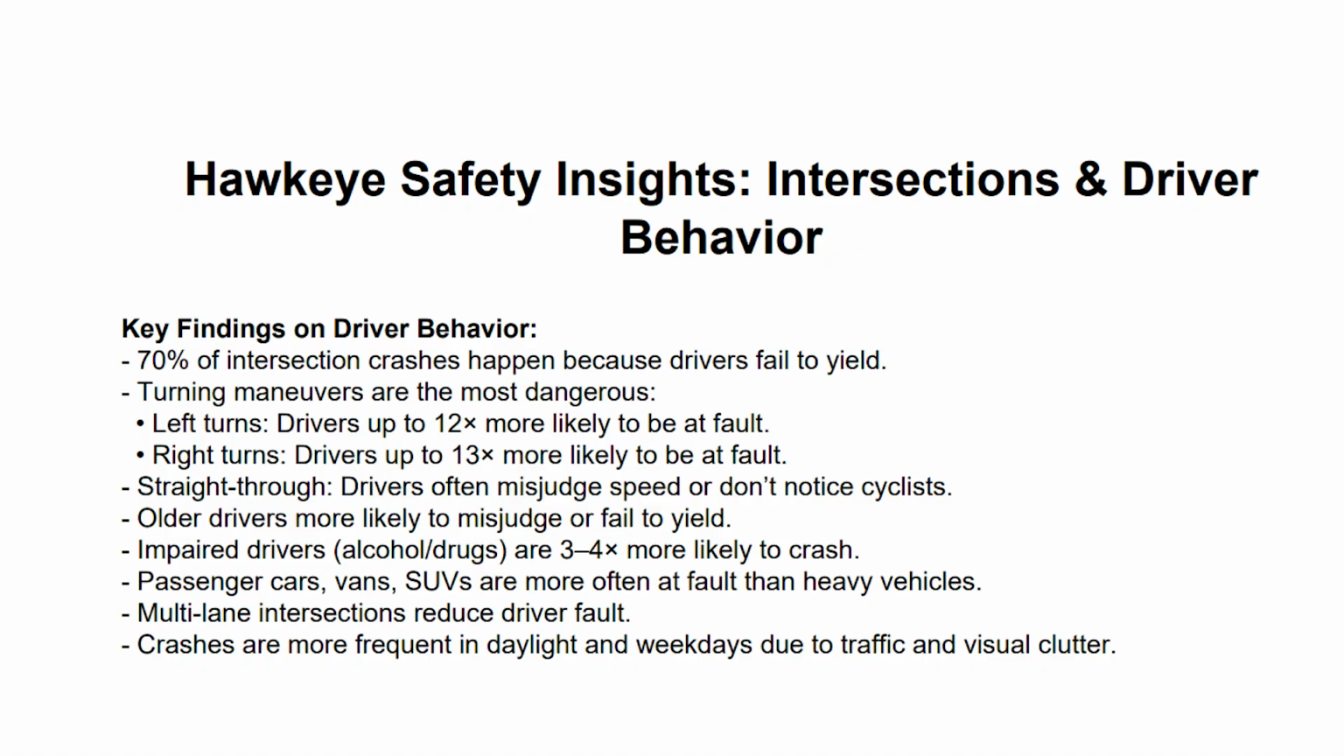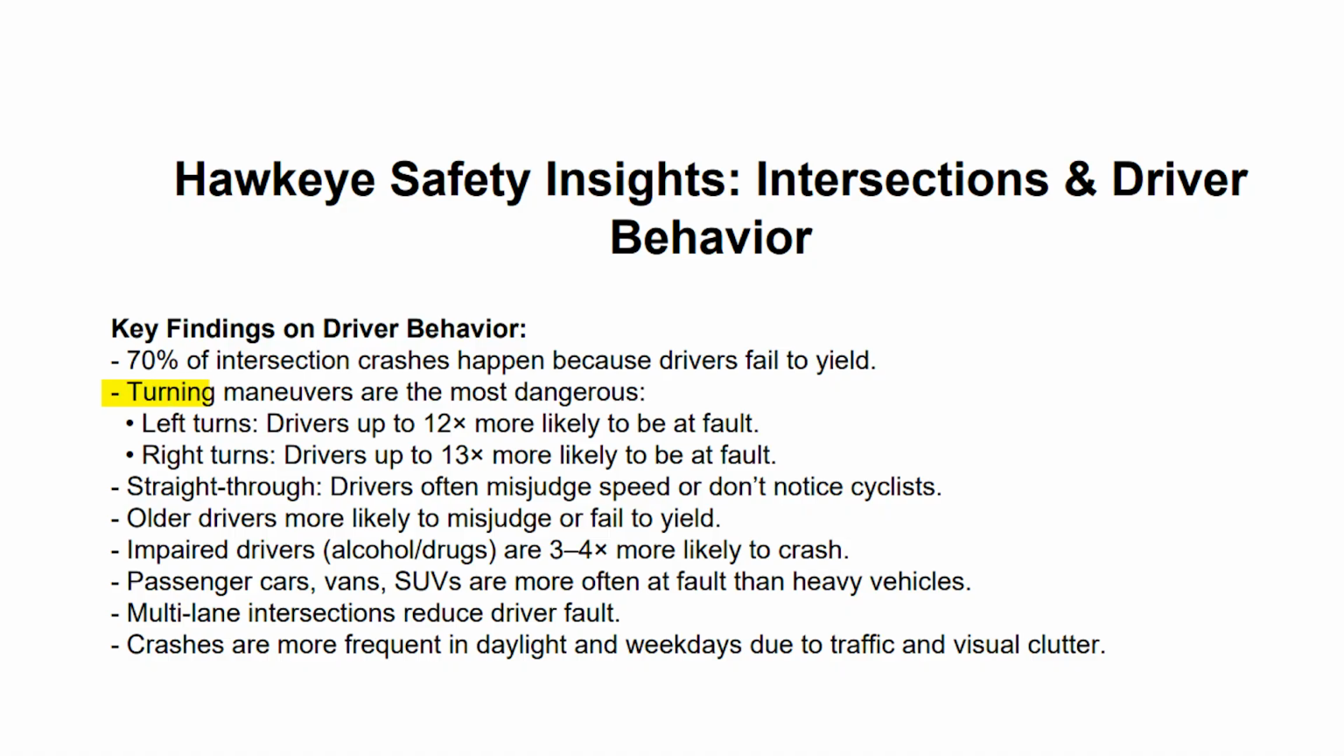Driver behavior is, of course, a key factor here, and they bring this out in the paper. So 70% of intersection crashes happen because drivers fail to yield. So they are supposed to stop for the cyclist and they do not. Turning maneuvers are the most dangerous. Left turns, drivers up to 12 times more likely to be at fault, and right turns 13 times more likely to be at fault. Straight through, drivers often misjudge speed and don't notice the cyclists.